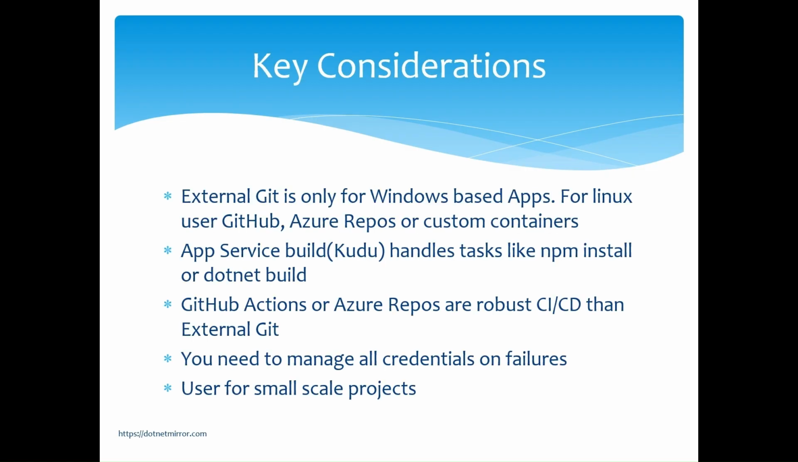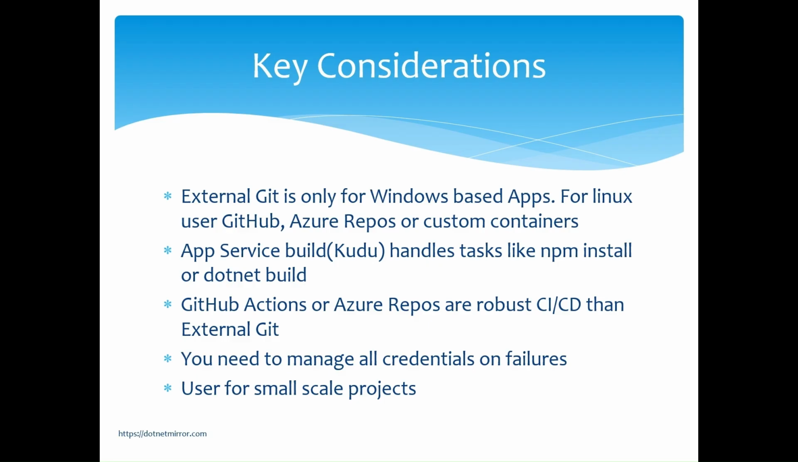Let's see a few other considerations with external Git. External Git is only for Windows based apps. If it is Linux, you have to use GitHub or Azure Repos or any other custom container options. In the background, as I mentioned, the app service build called Kudu handles all tasks where it installs the packages and builds everything in the background.